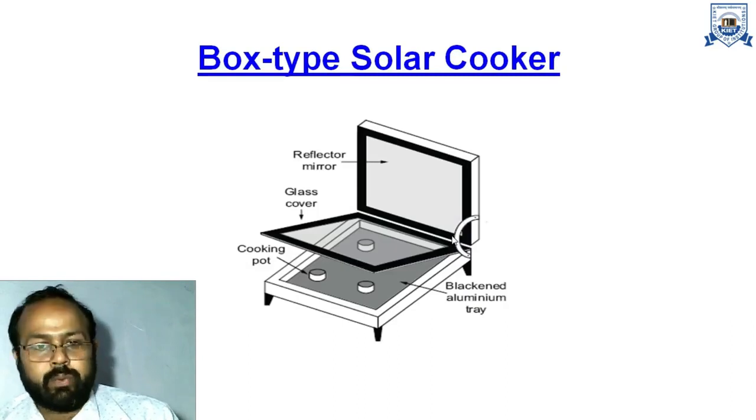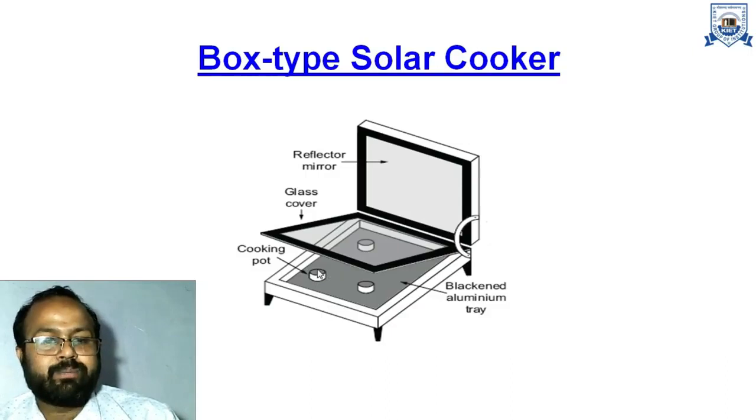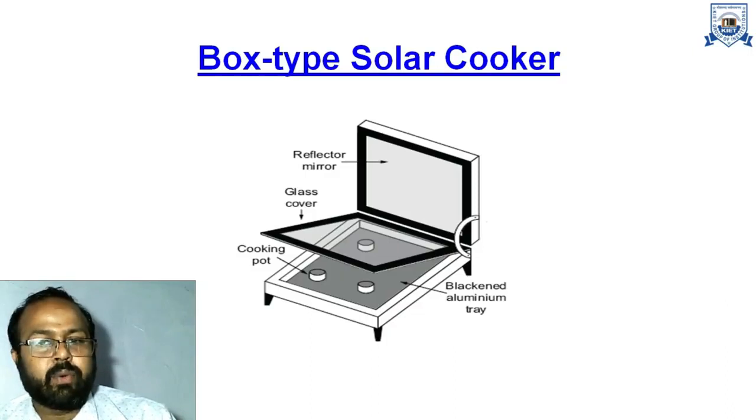This is the box type solar cooker. In the box type solar cooker, we have to use reflector mirrors, glass covers, a cooking pot, and the blackened aluminium tray. For this purpose, we have different cooking pots, and in these cooking pots we basically focus the solar radiant energy. So our food material is warmed due to the heat and intensity, and we use it for cooking.